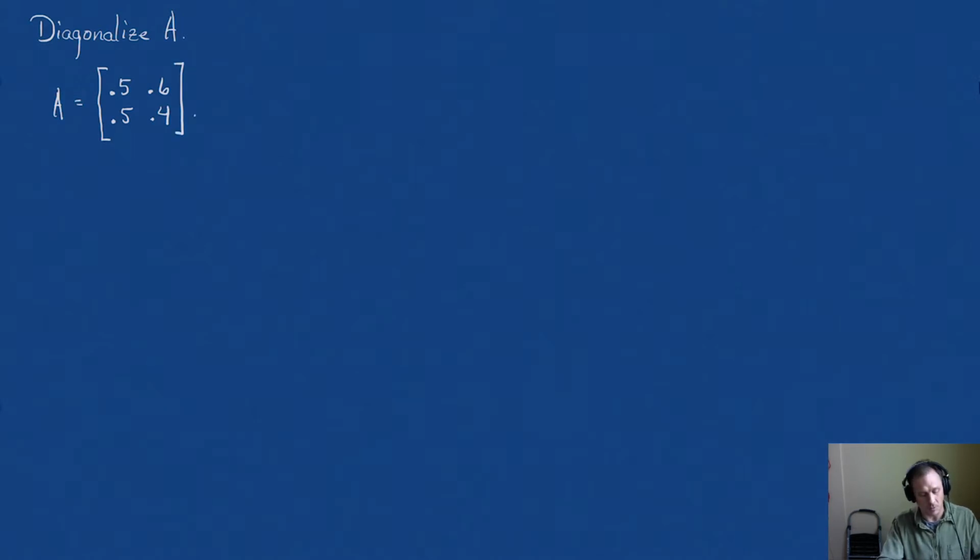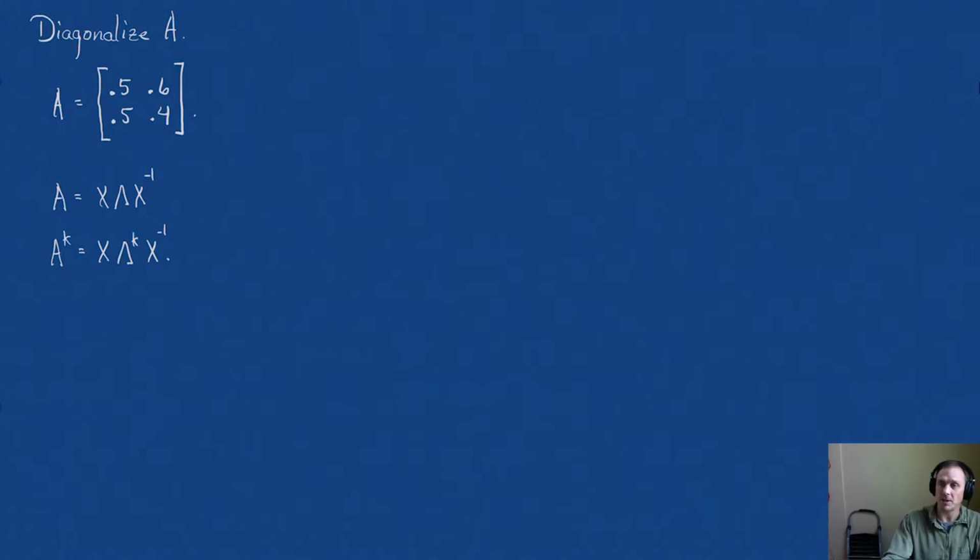Well, we learned that if you diagonalize A, if it has unique non-zero eigenvalues, then we also have independent eigenvectors, and then we can write A as X Lambda X inverse. And the beauty of this is that A raised to some power is the same as X Lambda raised to that power, X inverse. So today we're going to find that for this matrix A. We're going to find A to the K.